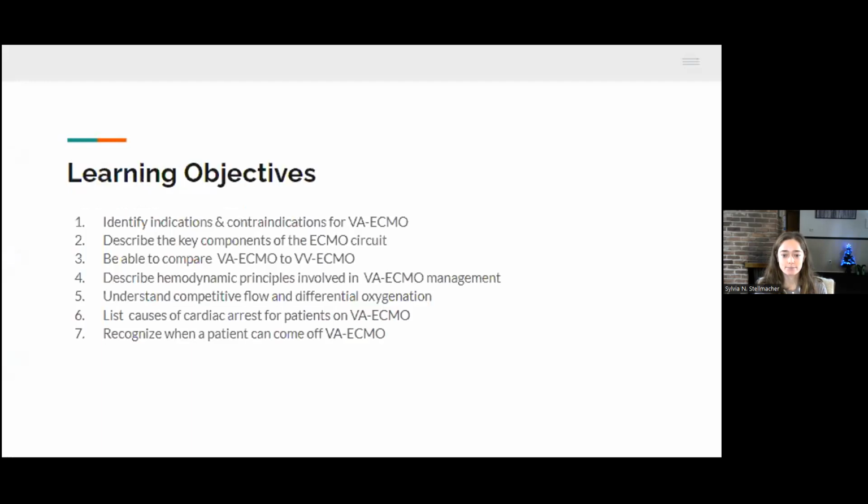Our learning objectives today are to identify the indications and contraindications for VA-ECMO, describe the key components of the ECMO circuit, be able to compare VA-ECMO to VV-ECMO, describe the hemodynamic principles involved in VA-ECMO management, understand competitive flow and differential oxygenation, list the causes of cardiac arrest for patients on VA-ECMO, and recognize when a patient can come off of VA-ECMO.